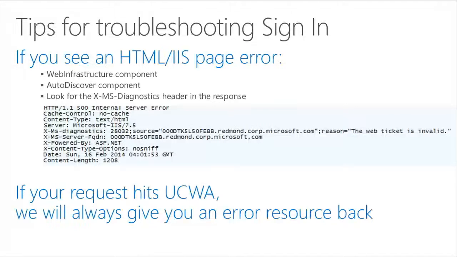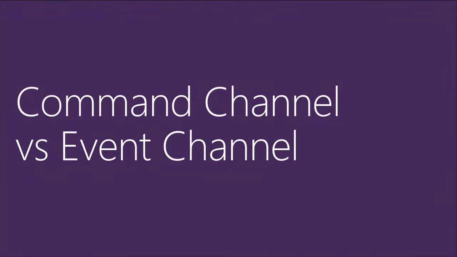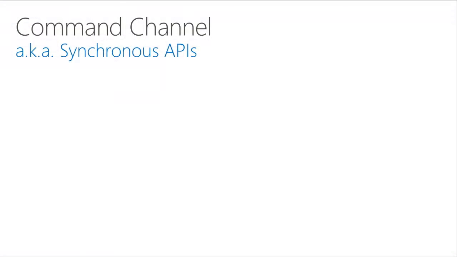Now, before I talk about the error resource and the troubleshooting for UCWA, I wanted to spend a couple of minutes regarding the jargon that people usually use: command channel versus event channel, right? So in UCWA, the request response that you send on the wire, like, hey, give me this person's photo, send an IM to this person, is through the command channel. We call it the command channel, right?